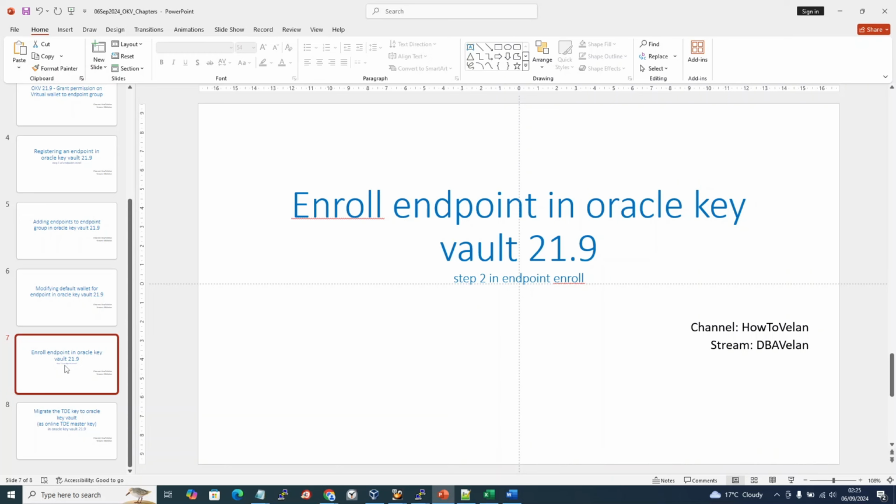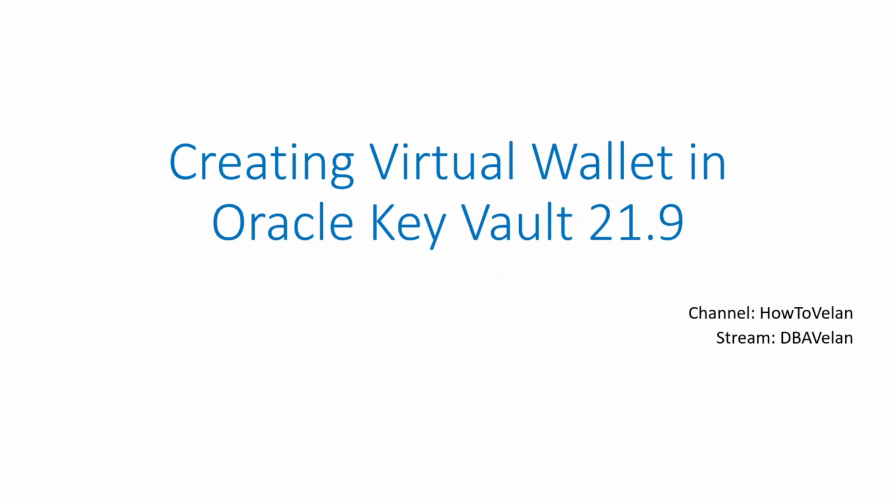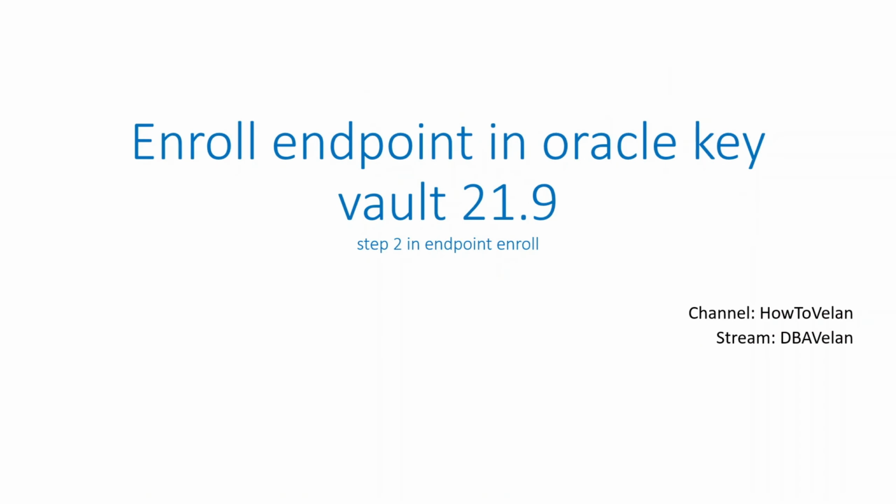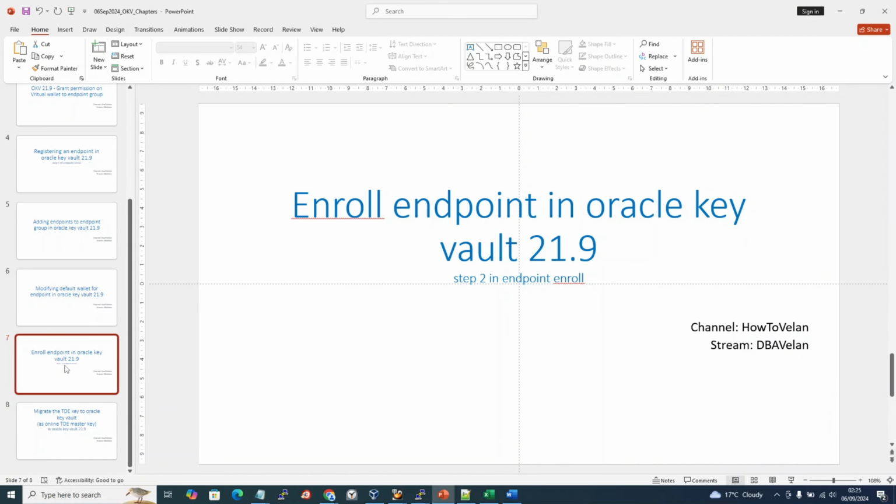Okay, now we are in enroll endpoint in Oracle Key Vault 21.9. We have gone through all these phases. Enroll endpoint in Oracle Key Vault 21.9, step 2 in endpoint enroll. We spoke about many videos. Now at least 6 chapters have already passed. This is the 7th chapter. Let's see how this happens.